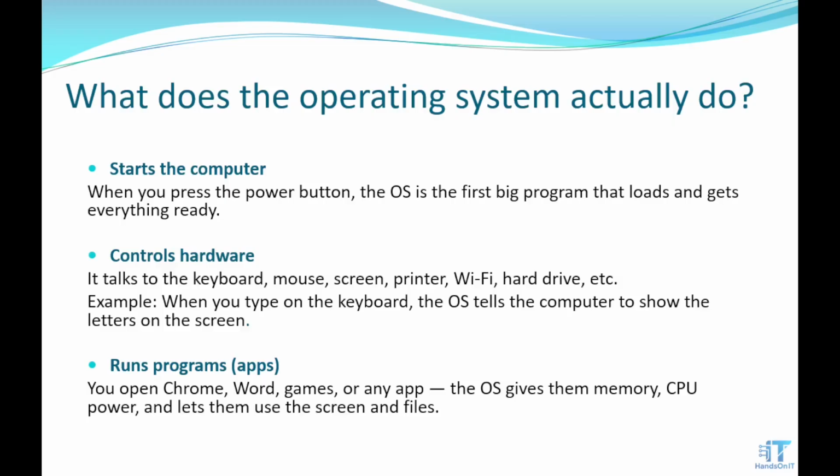Operating system controls hardware. For example, it talks to your keyboard, mouse, screen, printer, Wi-Fi, hard drive, and so on. When you type on your keyboard, the OS tells your computer to show what letter you typed. This hardware control is what the operating system does.